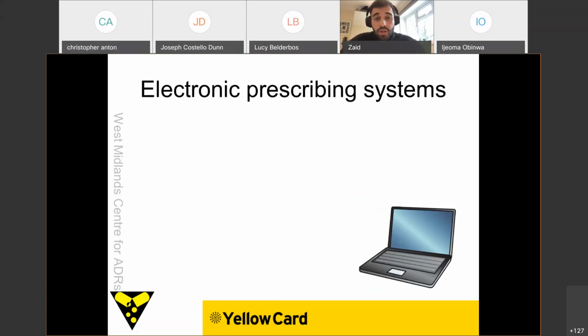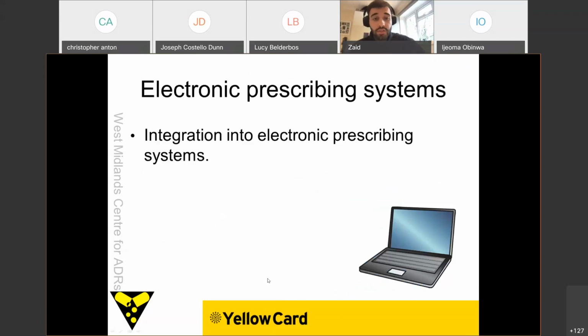So electronic prescribing systems is something very important and very relevant to the yellow card scheme. If developed correctly, in the near future it will probably be rolled out nationally and internationally. But integrating yellow card reporting into these e-prescribing systems will be very important to allow for a smoother and less hassle-free way of reporting. If a drug was stopped on a ward and you state the reason as ADR, then the yellow card report will be automatically sent with that.